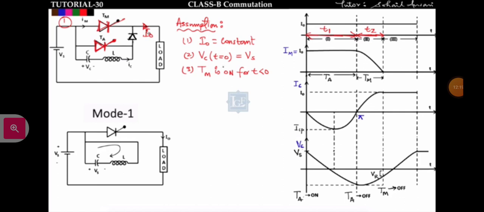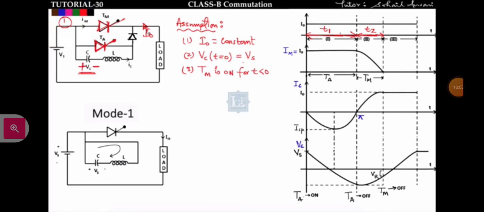Second assumption is the capacitor is charged up to Vs: Vc(t) at t equal to 0 is equal to the supply voltage, and the polarity of the voltage across the capacitor initially is like this, from plus to minus. Third assumption is Tm is on for t less than 0, meaning the main thyristor is conducting for t less than 0 and the capacitor is charged up to supply voltage. These are the three assumptions. Now here I0 is constant.